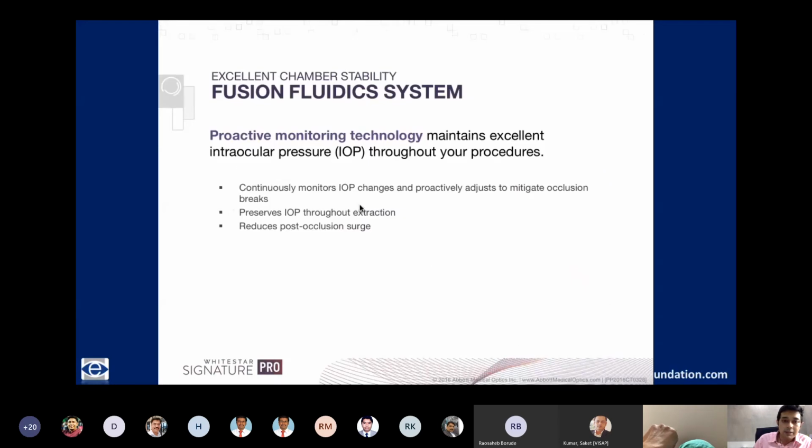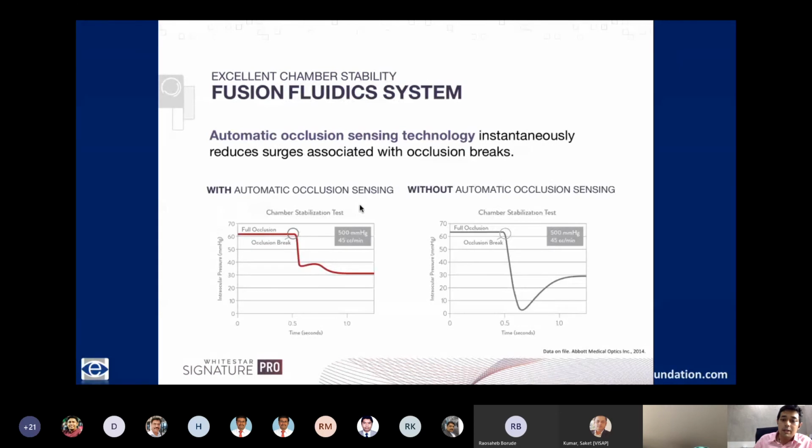And that is really to do with the excellent continuous IOP monitoring, the proactive monitoring which takes place. This helps you in adjusting and mitigating with the help of the settings which I'll show in subsequent slides, to preserve the IOP throughout your extraction and reduce the post-occlusion surge.